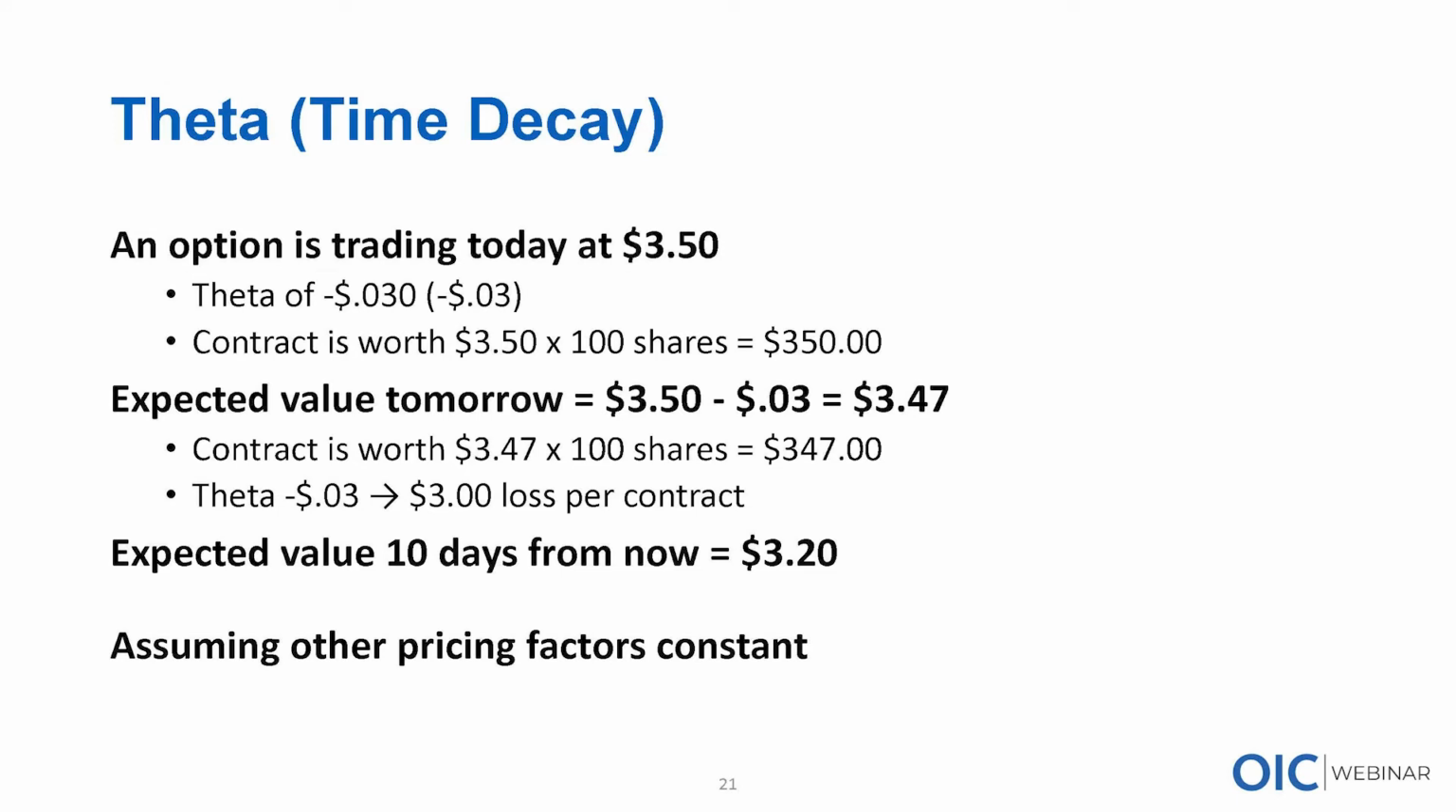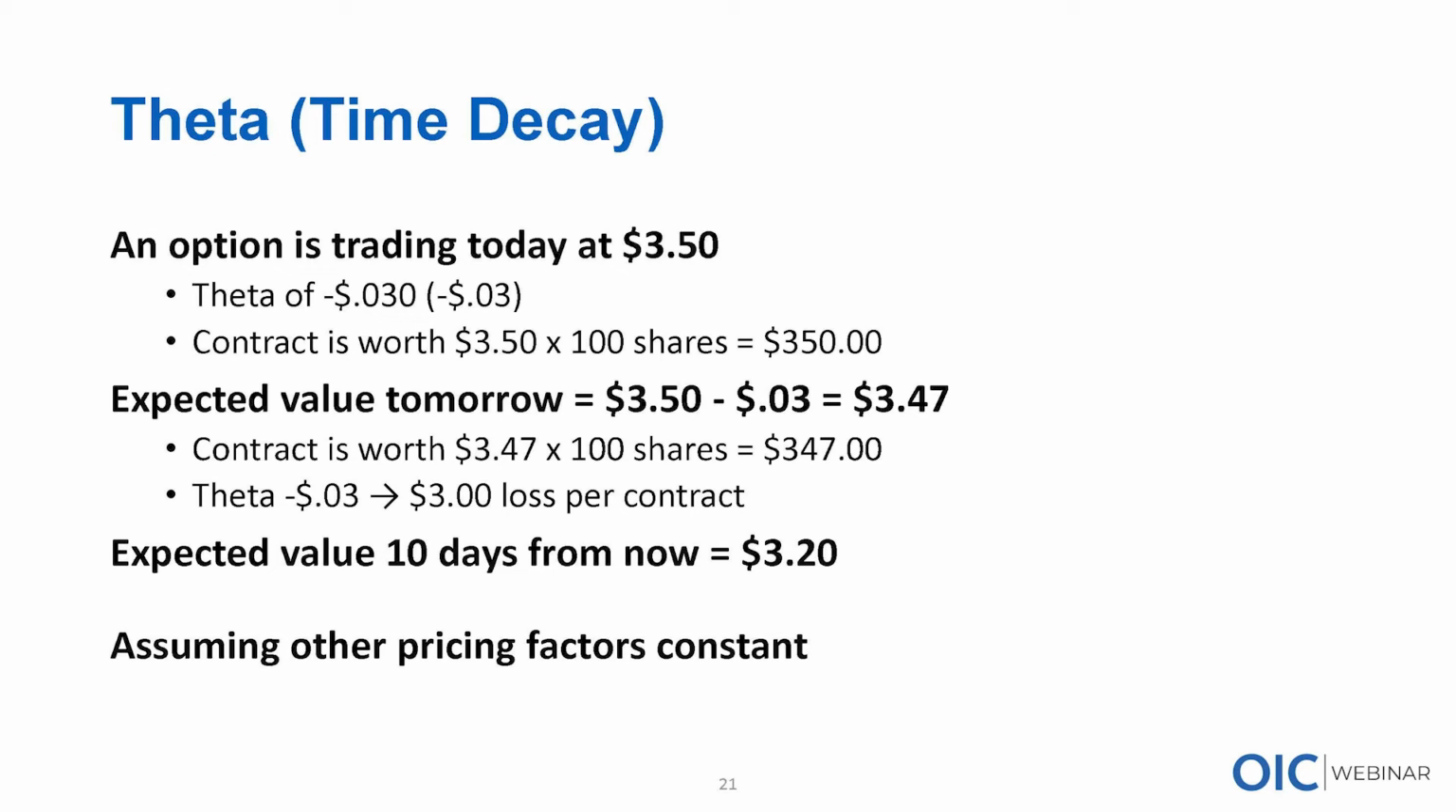So here is theta, taking a look at an option. We have an option here that's trading at $3.50. It has a theta of 3 cents. So right now the contract's worth $3.50, or $350 per contract. What's the expected value tomorrow if the stock opens unchanged, let's say it's a $100 stock again? Theoretically, that option is going to lose about 3 cents in value. It's going to be worth about $3.47.